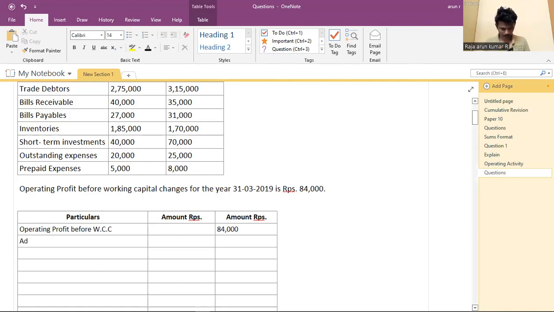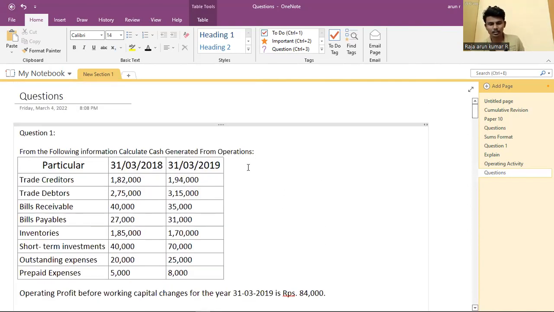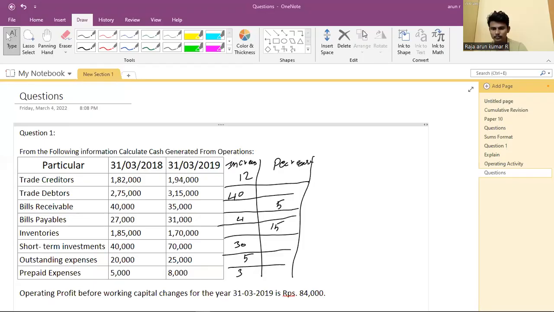Then add. What are the things to add? Before that, we do some calculation. I put some short description of the difference between the opening and closing of current assets and current liabilities to save your time. This is the difference between the current asset and current liability. In the question also, I give some twisted transactions. You see that.